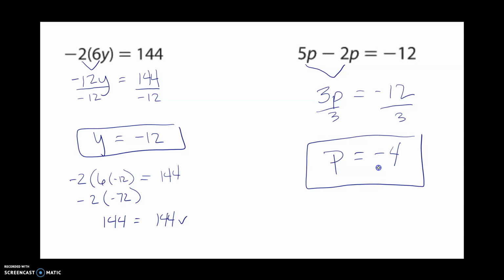Again, you can substitute that back in. 5 times negative 4 minus 2 times negative 4. You should get negative 12.